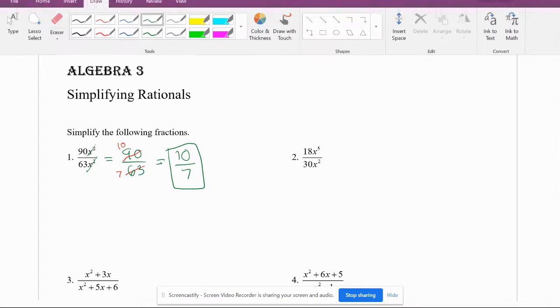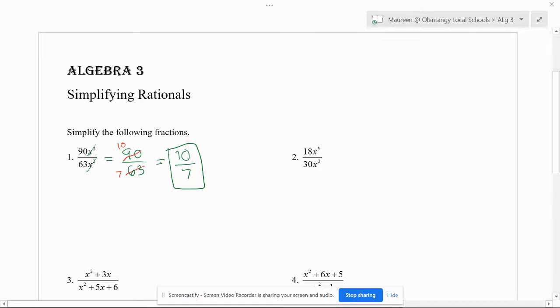So if we look at our second one, again, we have numbers that we can reduce. We also have variables that we can simplify. We have more x's on the top than the bottom. So remember your exponent rules. If you're dividing, you subtract your exponents and you put your answer where there were more. So we have 5 minus 2. That means that in the top, we're going to have our x cubed.